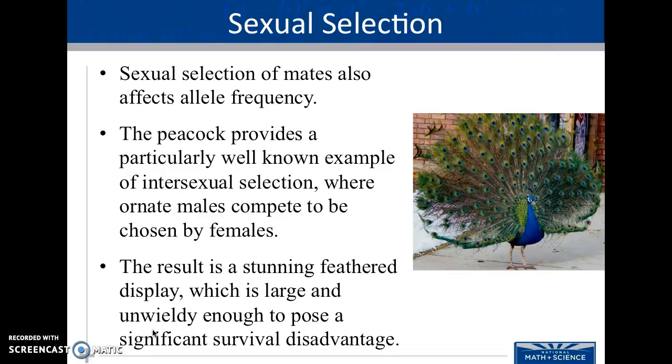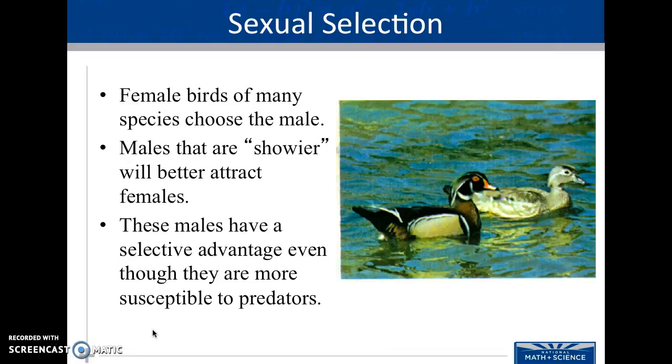An example is a peacock. The more fantastic the spread of the feathers is, the more likely they will get to mate and pass on their genes. Therefore, the genetic pool for having these very impressive feathers is going to increase, and so therefore impacts the allelic frequency. Female birds of many species choose males.